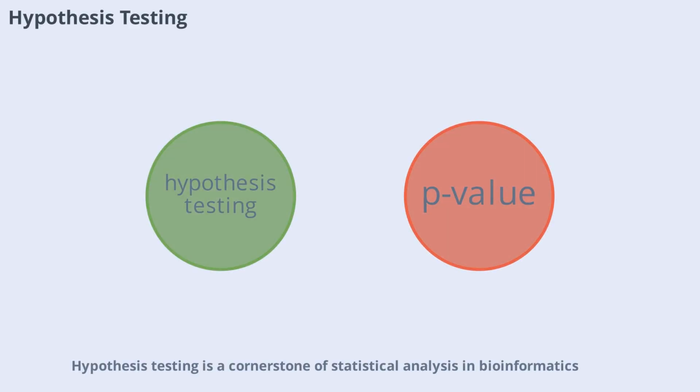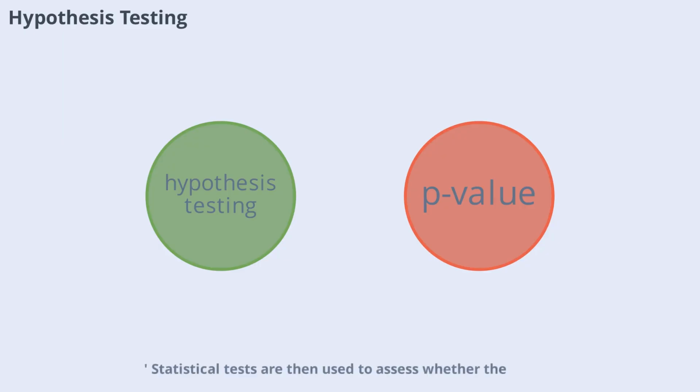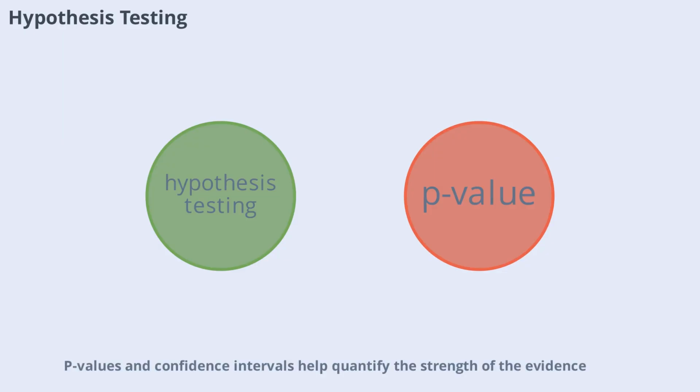Hypothesis testing is a cornerstone of statistical analysis in bioinformatics. Researchers often start with a null hypothesis, such as there is no difference in gene expression between two conditions. Statistical tests are then used to assess whether the observed data provide enough evidence to reject the null hypothesis. P-values and confidence intervals help quantify the strength of the evidence. Proper hypothesis testing ensures that scientific conclusions are based on rigorous statistical reasoning rather than chance.